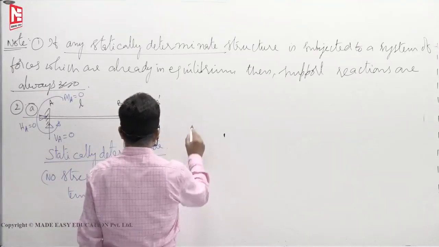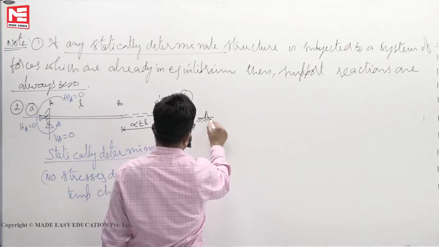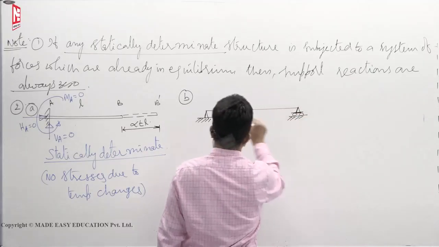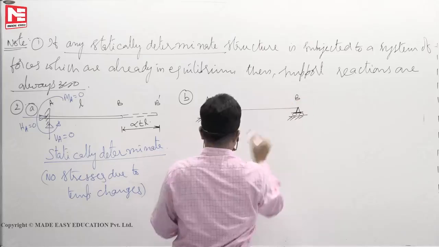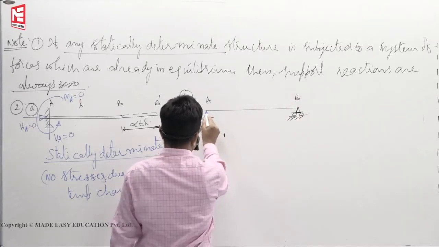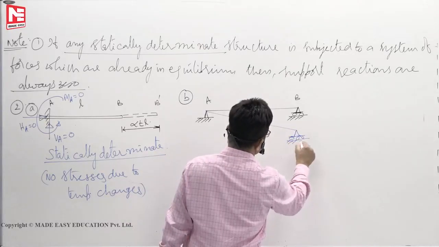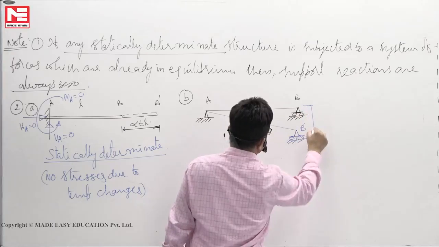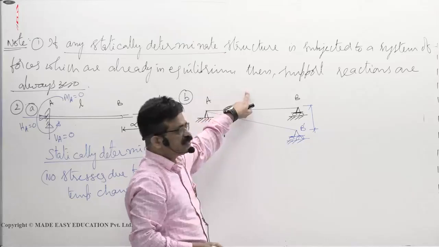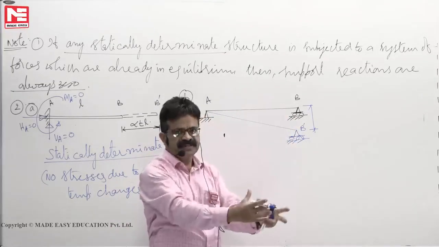Now, the second example is this one. Assume that you have a simply supported beam A, B. If one of the supports sinks down, why does it sink down? Due to external reasons not related to the loads on the structure. No load is there, but still the support can sink. Support means there is a column here, say.